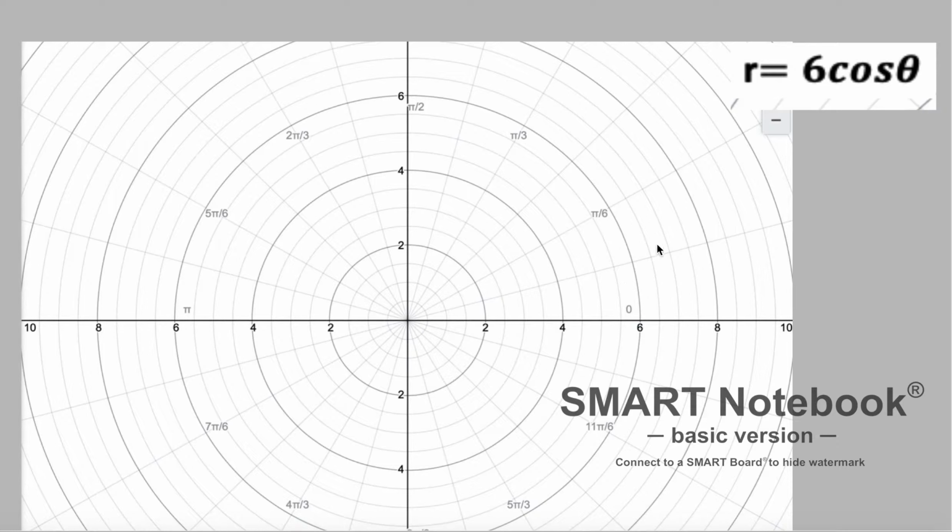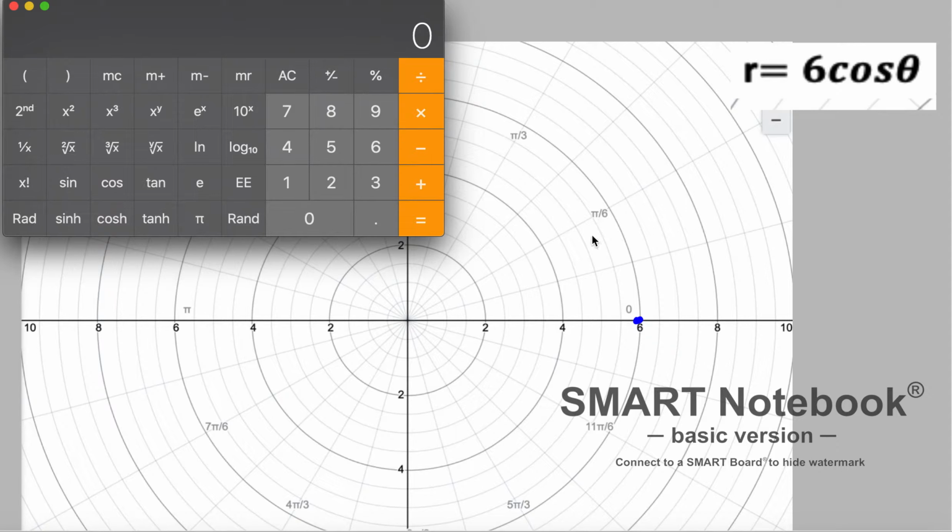Let me take another point. If we take theta equal to pi over 6, the cosine is going to be square root of 3 divided by 2. But here we have some calculation with decimal numbers, so let me use a calculator. Putting it in radians, pi divided by 6, the cosine gives me 0.866, which is the square root of 3 divided by 2.